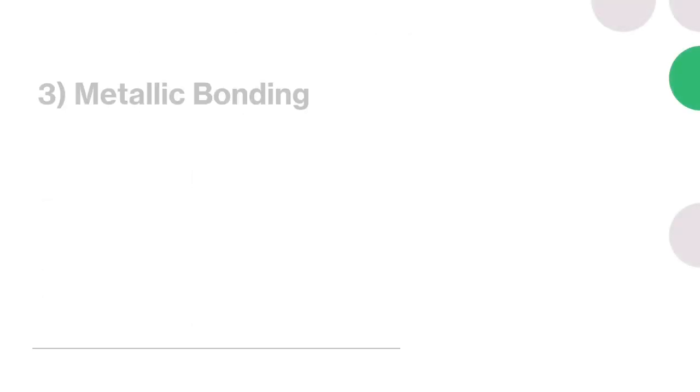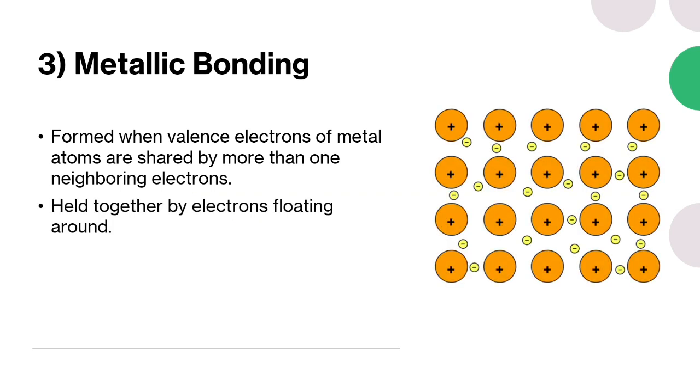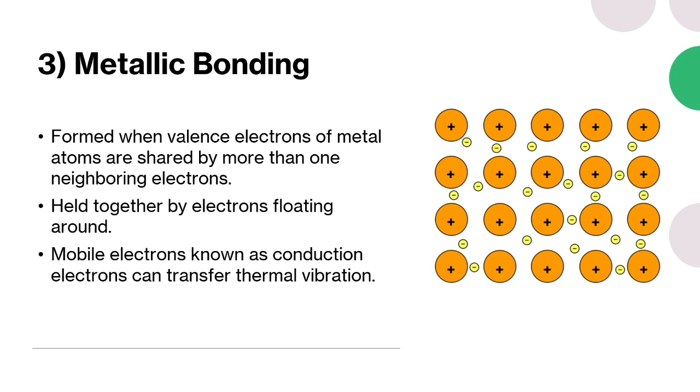Metallic bonding. These bonds are formed when the valence electrons of metal atoms are shared by more than one neighboring atom. The metal atoms are held together by a sea of electrons floating around. Metals consist of a lattice of positive ions through which a cloud of electrons moves. The positive ions will tend to repel one another, but are held together by the negatively charged electron cloud. The mobile electrons, known as conduction electrons, can transfer thermal vibration from one part of the structure to another, meaning that metals can conduct heat. They are good conductors of electricity.